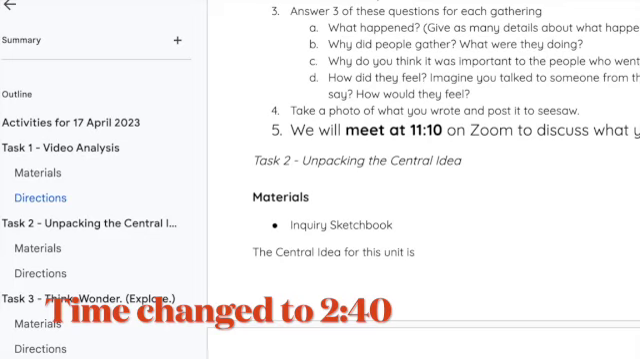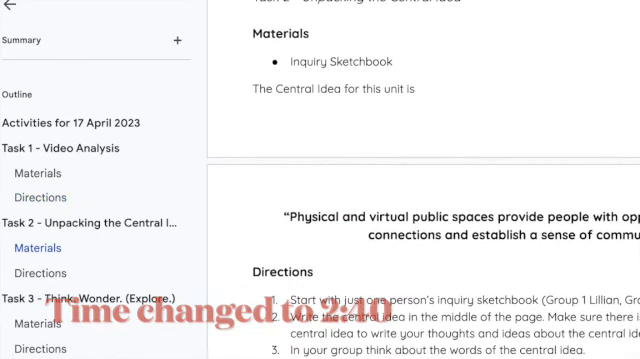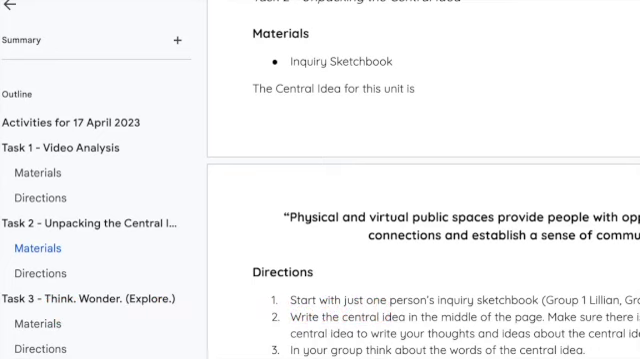So there are 4 questions there. You choose 3 for each of the 2 gatherings that you choose. I hope that makes sense. Take a photo of what you write down. You can do that as a group, but then you need to write that down in your own inquiry notebook. And then take a photo of what you wrote and post it to Seesaw. Change in time. We will meet at 2:40 on Zoom to discuss what you did. So we'll meet as a whole group on Zoom. That's the first task.